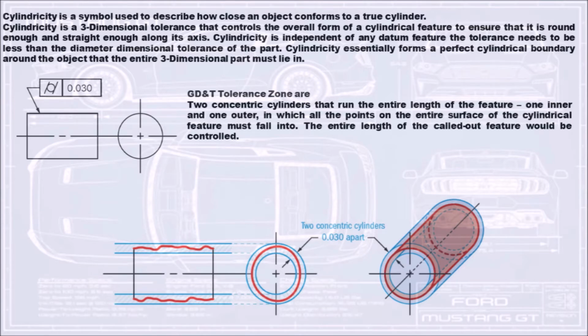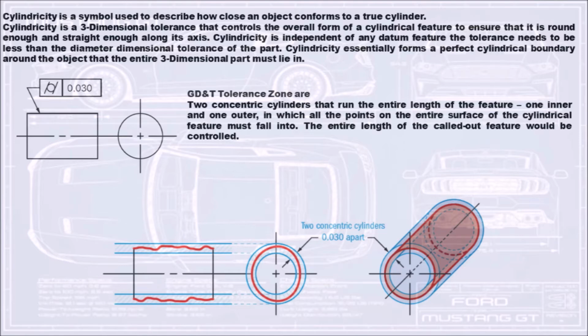Cylindricity is a three-dimensional tolerance that controls the overall form of a cylindrical feature to ensure that it is round enough and straight enough along its axis. Cylindricity is independent of any datum feature. The tolerance needs to be less than the diameter dimensional tolerance of the part. Cylindricity essentially forms a perfect cylindrical boundary around the object that the entire three-dimensional part must lie in.